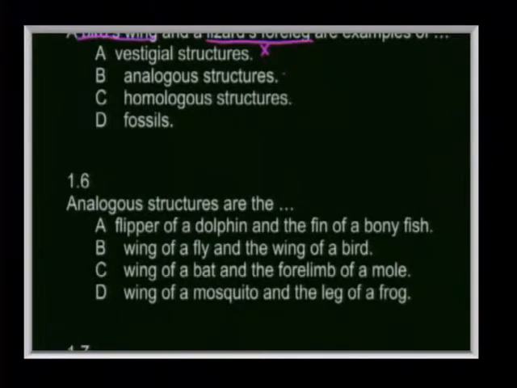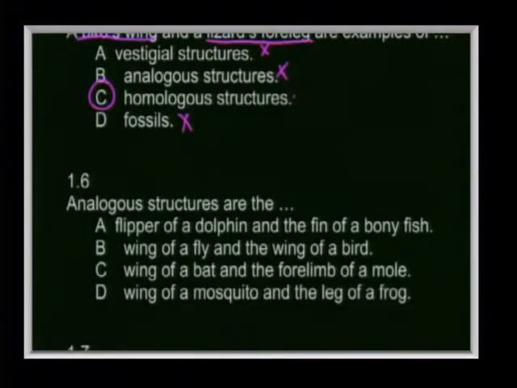So if we have a look here, it is definitely not vestigial organs. Could it be that one? Maybe. These organisms are still alive, so they're not fossils. So you can see here that in the case of the lizard's foreleg and the bird's wing, they have different functions. So that would not be analogous. So by process of elimination, it gives us the answer of the bird's wing and the lizard foreleg being examples of homologous structures. Let's go to question 1.6.